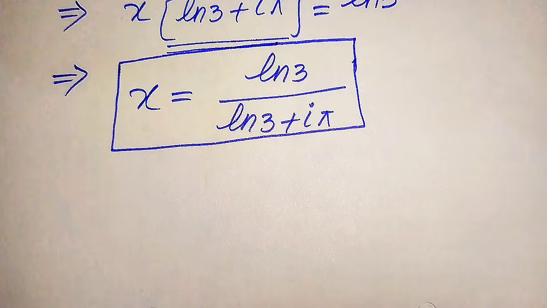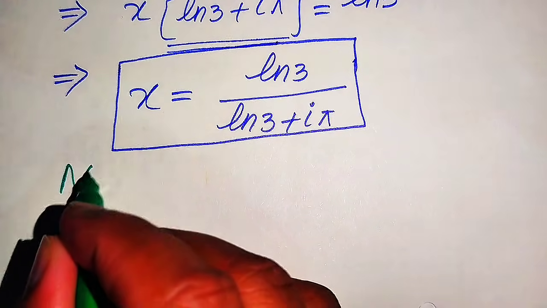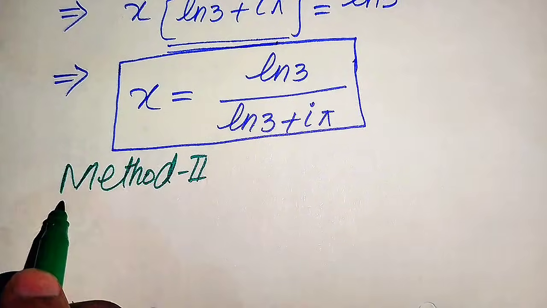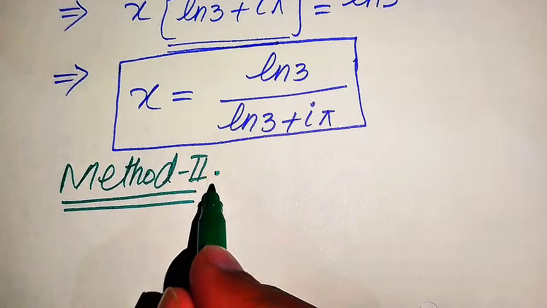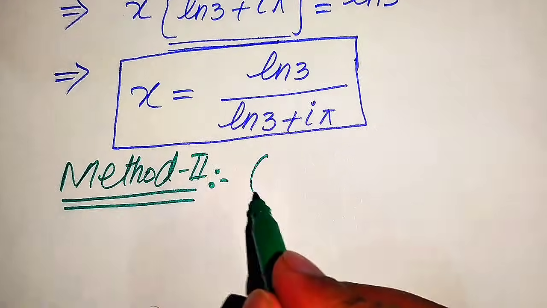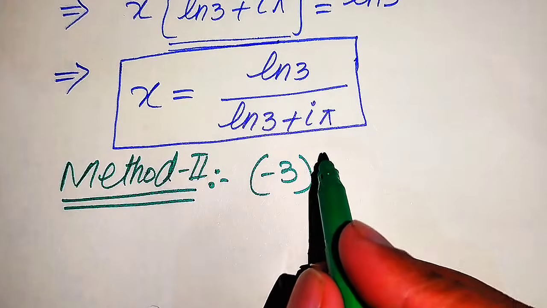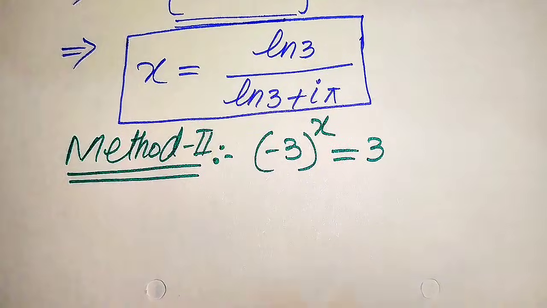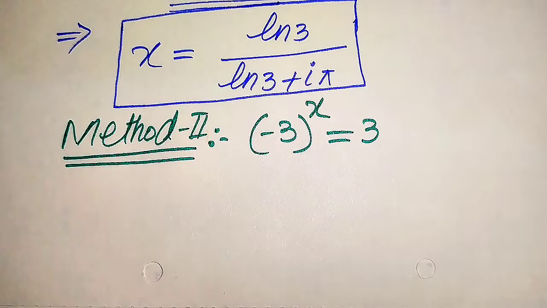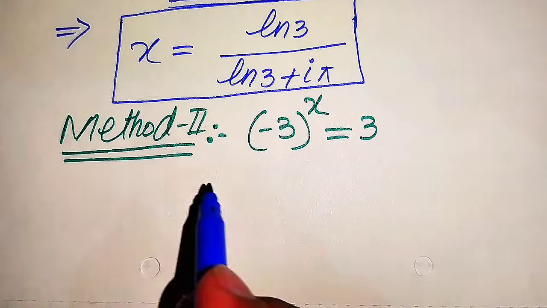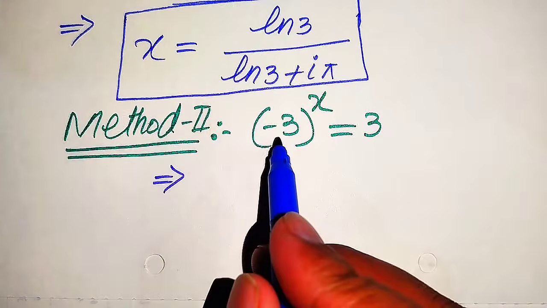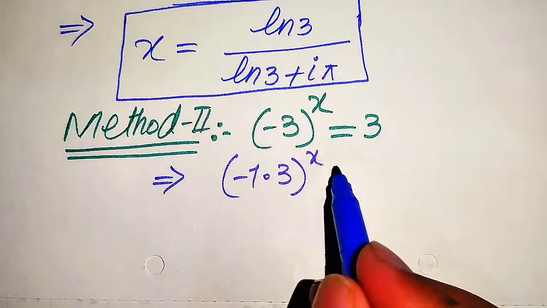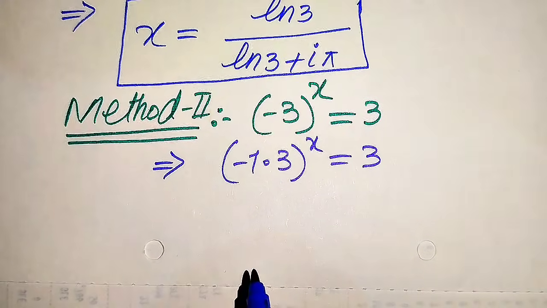Now we solve this problem again with the second method. In the second method we use the common logarithm. First we copy down the given question statement: (-3)^x is equal to 3. Again we focus on the base of this term, which is minus 3, and we write it as (-1 times 3) to the power of x is equal to 3.